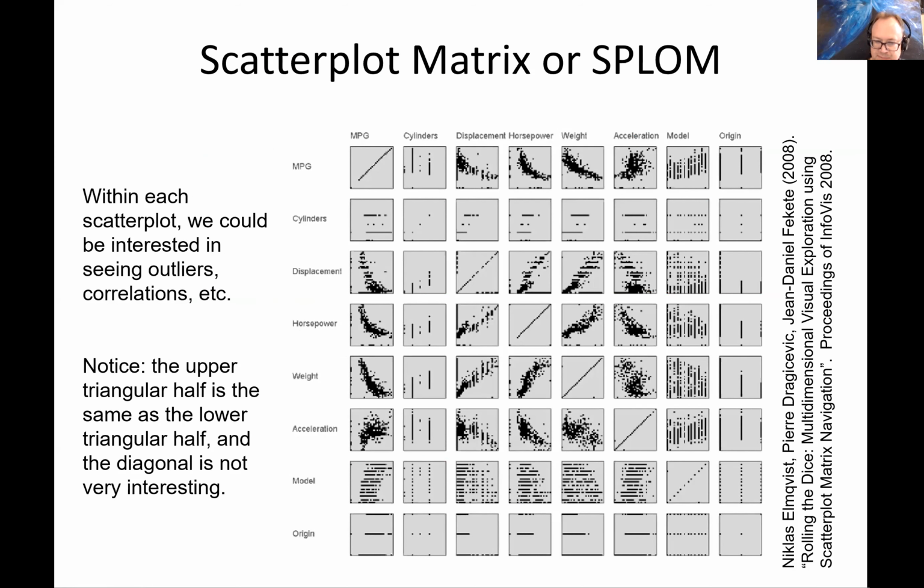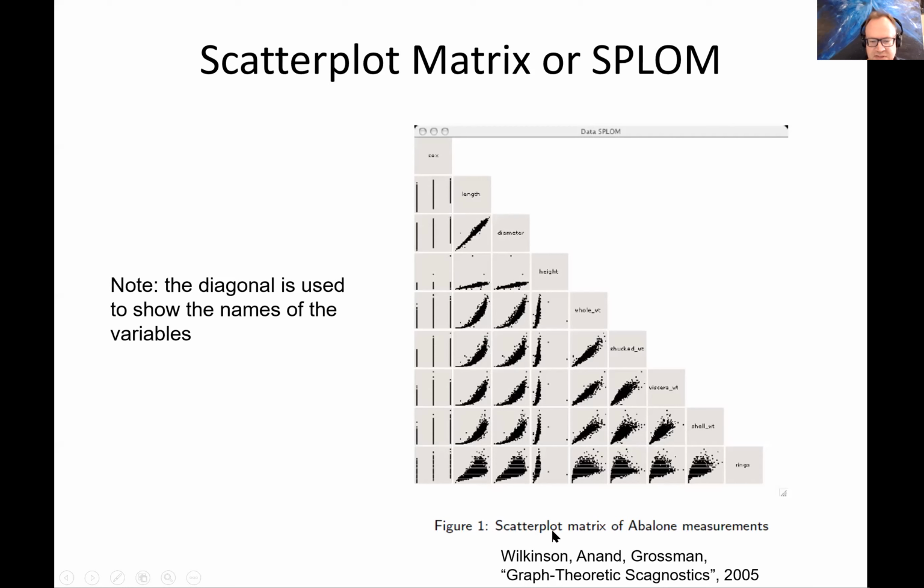So here's an example of a SPLOM showing some car data. We have a whole bunch of cars, miles per gallon, number of cylinders, displacement, horsepower, weight, and so on. You can quickly scan this and look for correlations, like there's a correlation between weight and horsepower. That's not surprising. Maybe there are some outliers that might be interesting to look at that are not on this correlation or not on the sort of trend. Another example, these are some seashells.